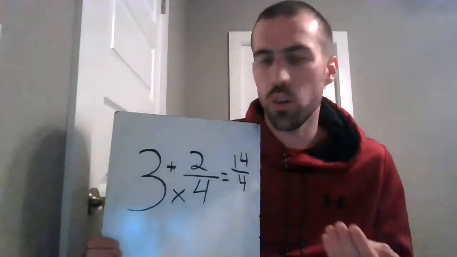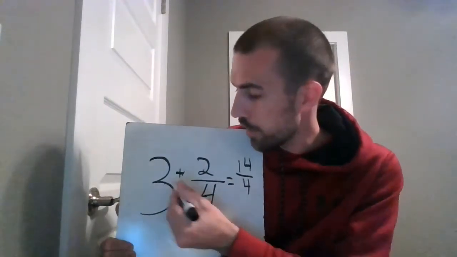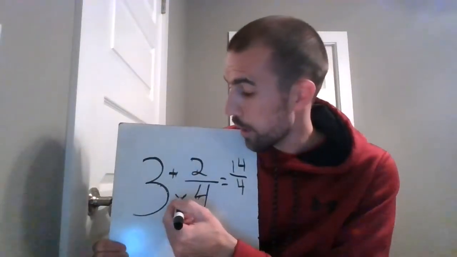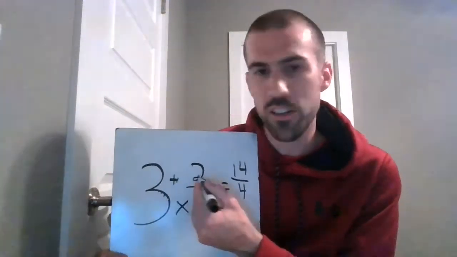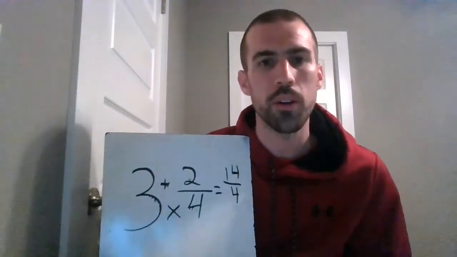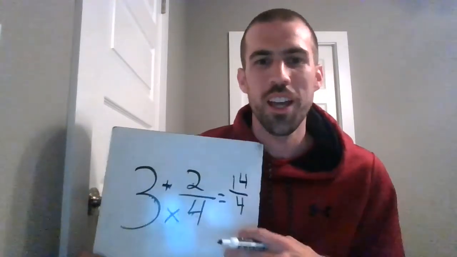So 4 times 3 equals 12, plus 2: 12, 13, and 14 gives us 14 fourths, just like we had before. So multiply the denominator by the whole number, and then add the numerator. So bottom times the whole number plus the top number gets you that same answer as if you drew the pictures. That's the shortcut that we can use.